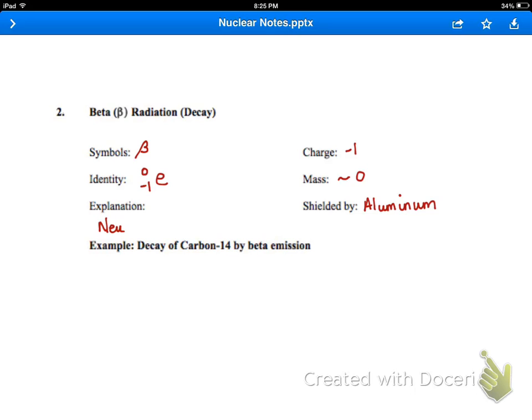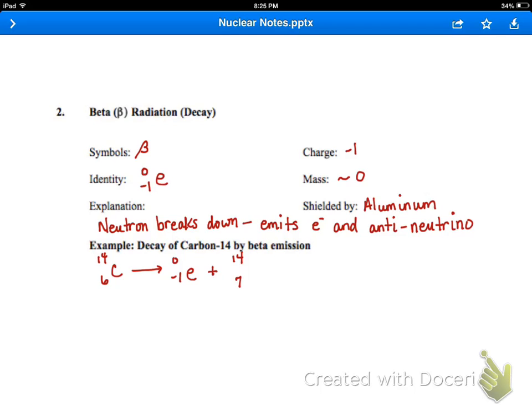So here is the next type of radiation, and it is beta radiation, or beta decay. It has the symbol Greek B, which is beta. It is made up of an electron, which has a 0 on the top and a -1 on the bottom. So it's got a charge of -1, no mass, and it's a little bit stronger. It can be blocked by aluminum. So it's stronger than alpha, but not as strong as you can get. Its explanation is that a neutron breaks down and emits an electron and an antineutrino.